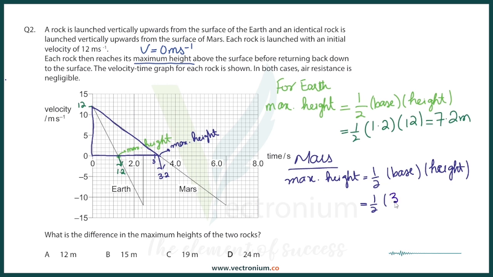So 3.2 times height is again 12. So if we multiply them, we will get 19.2 meters, right? But उसने question में difference पूछा in the maximum heights.